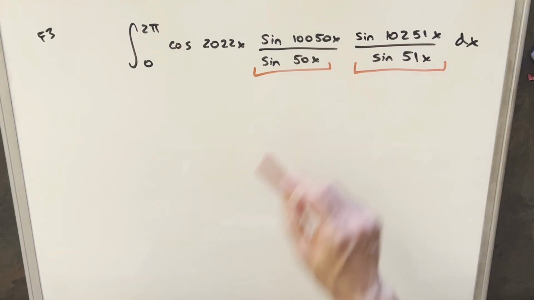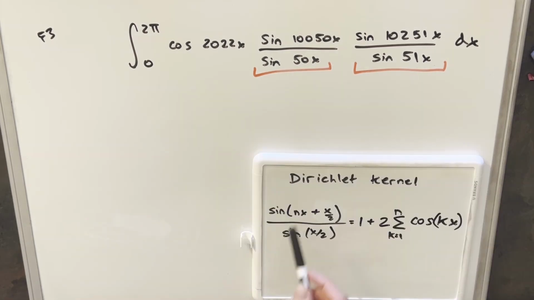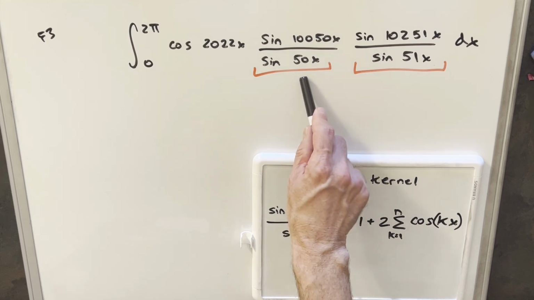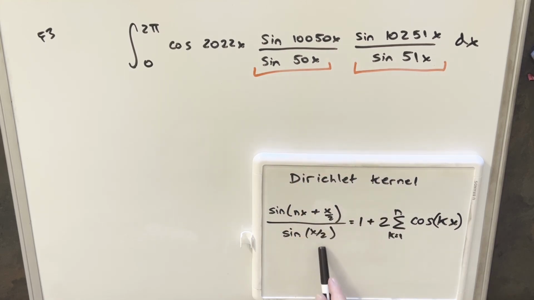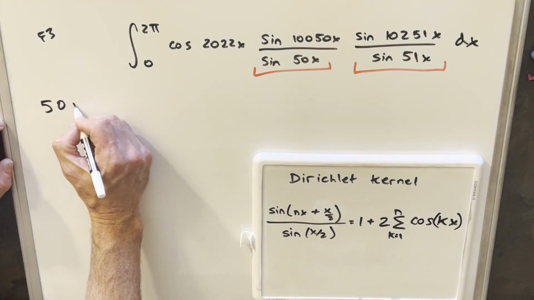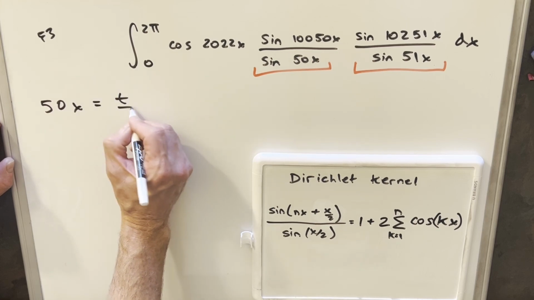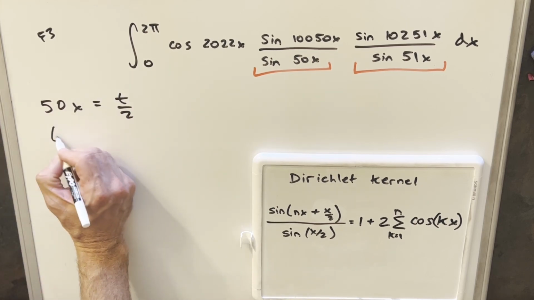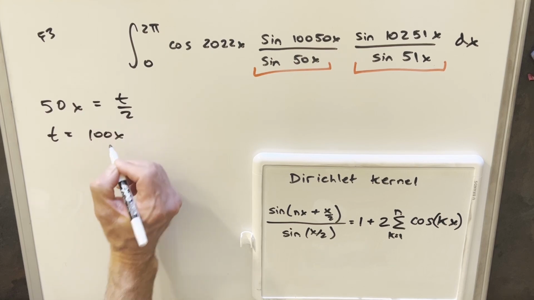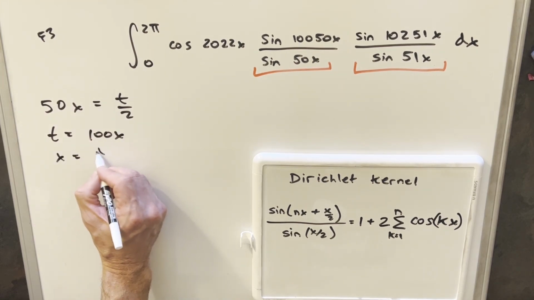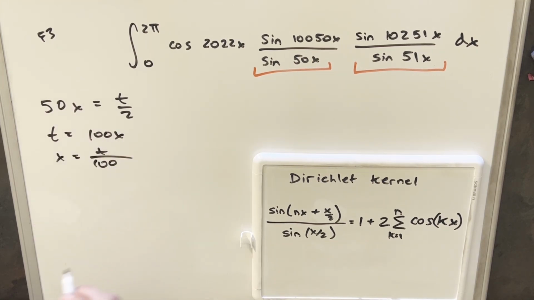And what jumps out is these are really close to being in the correct form for the Dirichlet kernel. Comparing each of these to our formula over here, like in this first one, our angle here is 50x, where we need our angle to be x over 2. I can take care of that pretty easily by making a substitution. We'll call 50x equal to t over 2, and then t is 100x, or we can solve for x as t over 100.